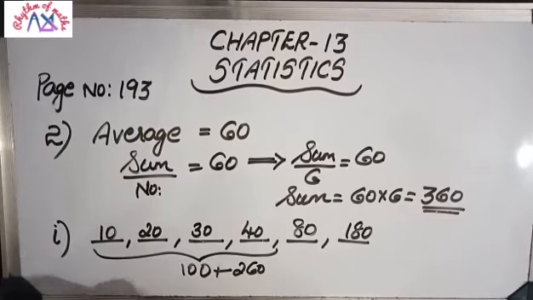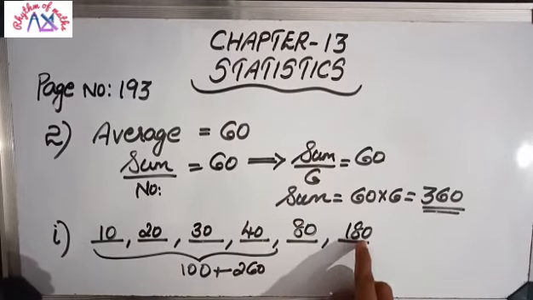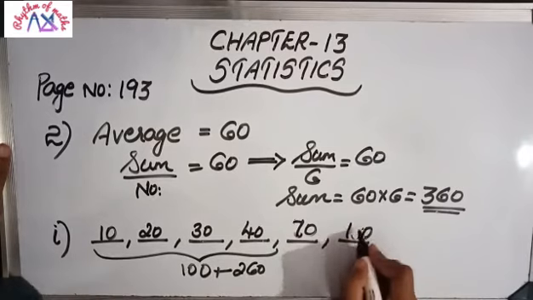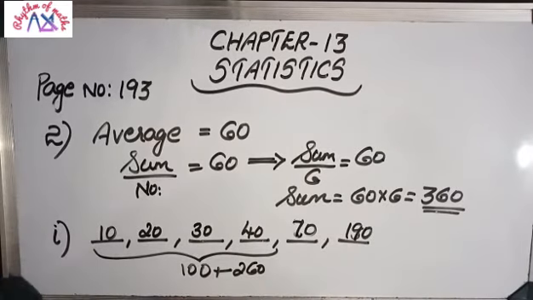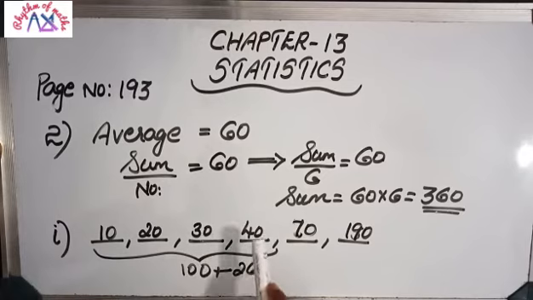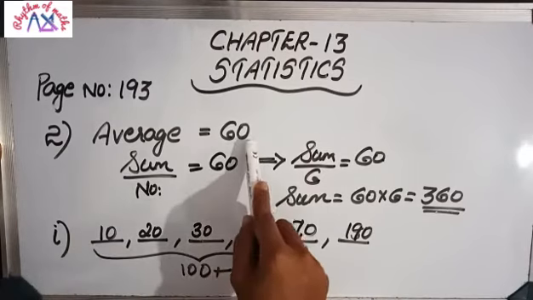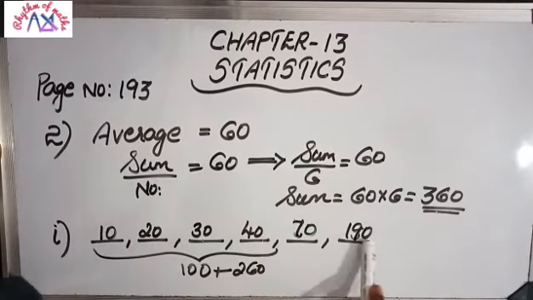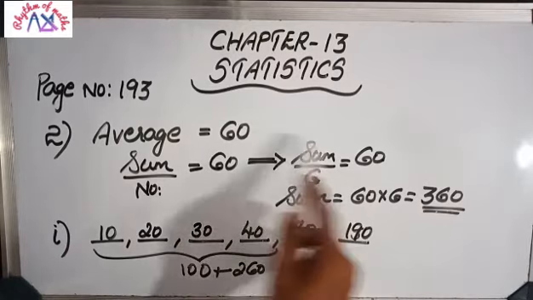Or we can take what? Here if we cut 10 from here, and add 110 here, the numbers will be 70 here and 190 here. Again we will get 260. So any number we can choose, but the condition must be satisfied. The condition is that the first 4 numbers must be less than 60, the next 2 numbers must be greater than 60, and the sum of all these numbers must be 360. Now you can write one more set like this. You can choose any numbers. Keep in mind this rule.